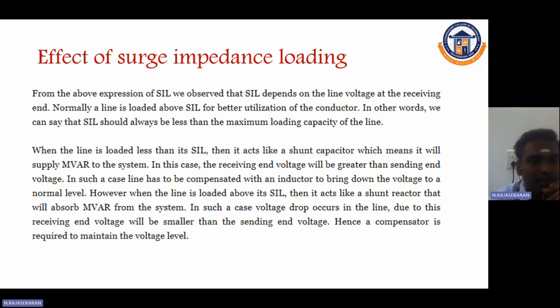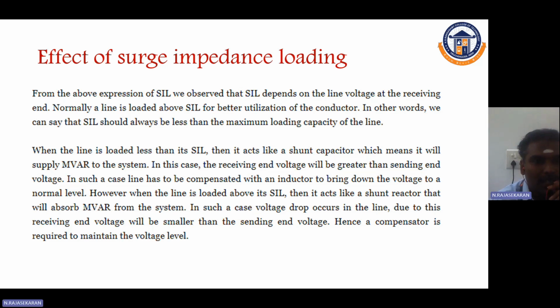From the above expression of surge impedance loading, we observed that the surge impedance loading depends upon the line voltages of the receiving end. Normally, the line is loaded above surge impedance loading for better utilization of the conductor. In other words, we can say that surge impedance loading should always be less than the maximum loading capacity of the line. From the installation point of view, we decide that a particular line will have the capacity of this maximum load. So we have to give power to the line lesser than that maximum capacity.